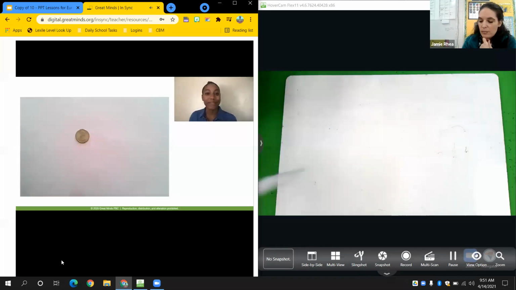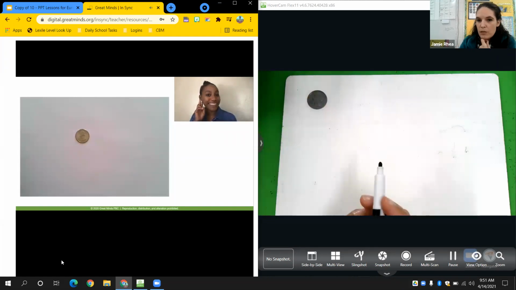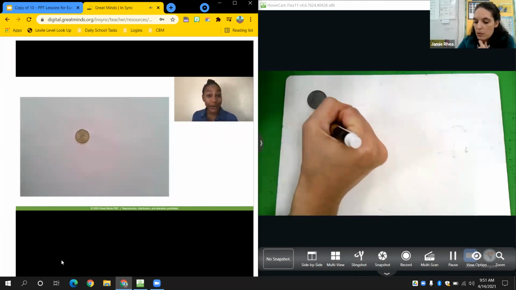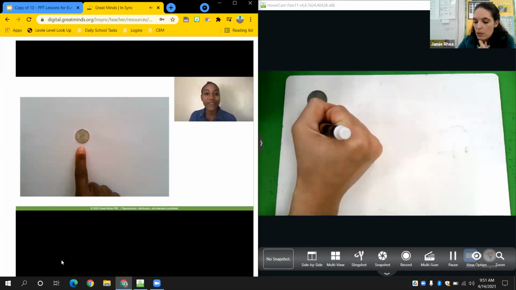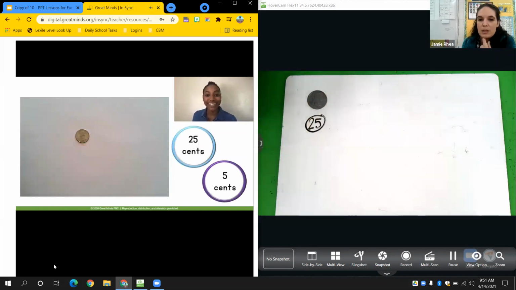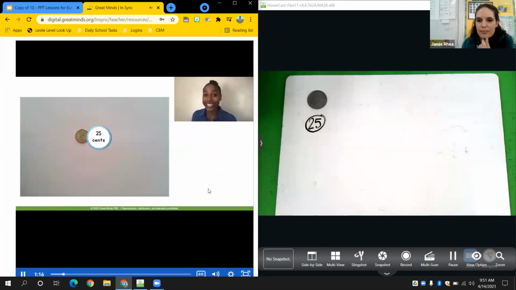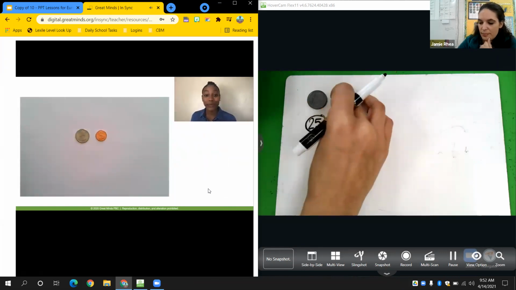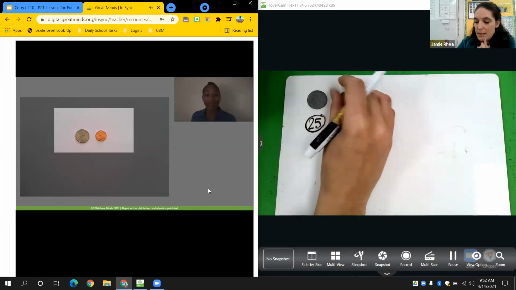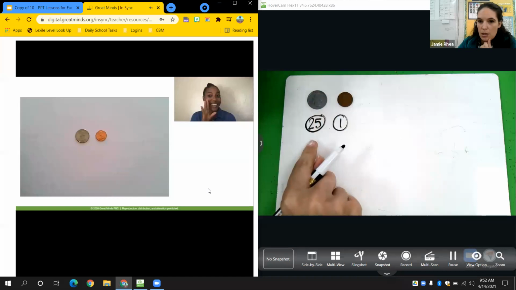What is the name of this coin? That is our quarter. If you have a quarter, you can make one. This is a quarter. What is the value of a quarter? 25. Point to the button on your screen. 25 cents. A quarter is worth 25 cents. Now, how much money do we have here? A penny and a quarter. Can you say it out loud?